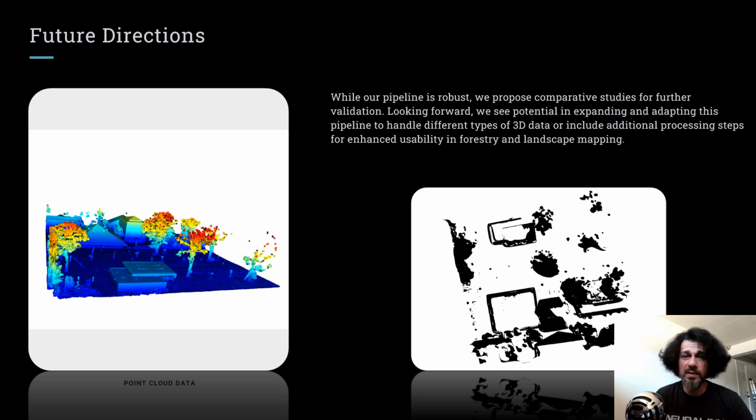In our pursuit for continual improvement, we believe in leveraging the flexibility of our Python-based pipeline. Specifically, we envision adapting our pipeline to accommodate different types of 3D data, including data gathered from different types of LiDAR systems or even other data acquisition methods, in fields such as urban planning, construction, archaeology, and many more. Furthermore, as we continue to gain deeper insight into the complexities of 3D data processing, we are motivated to include additional processing steps to enhance the functionality and usability of our pipeline.